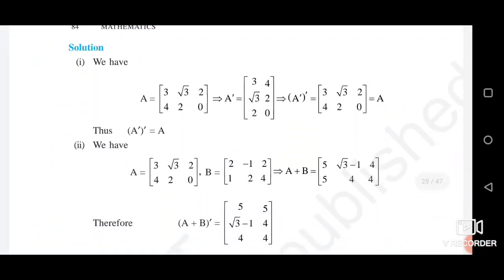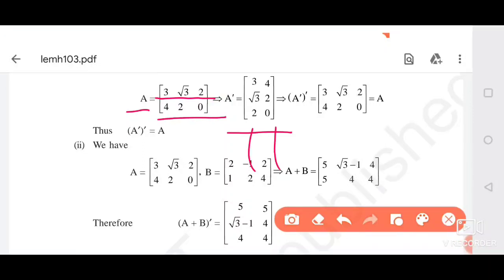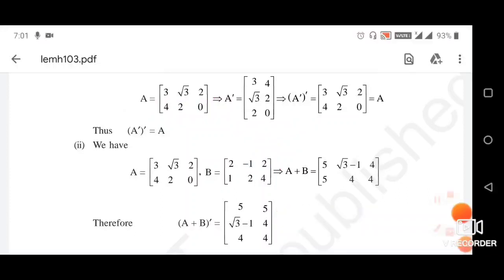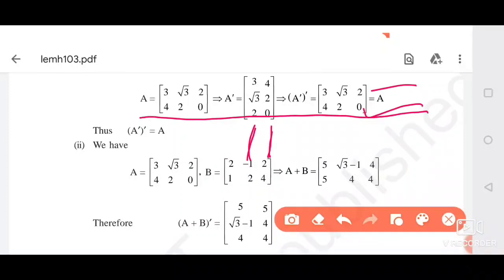So here it is the solution. Here matrix A is given, then A transpose will be, this first row will become the first column and the second row will become the second column. Again, if we find A transpose whole transpose, then again the first column will become the first row and the second column will become the second row. So A transpose whole transpose is equal to A.